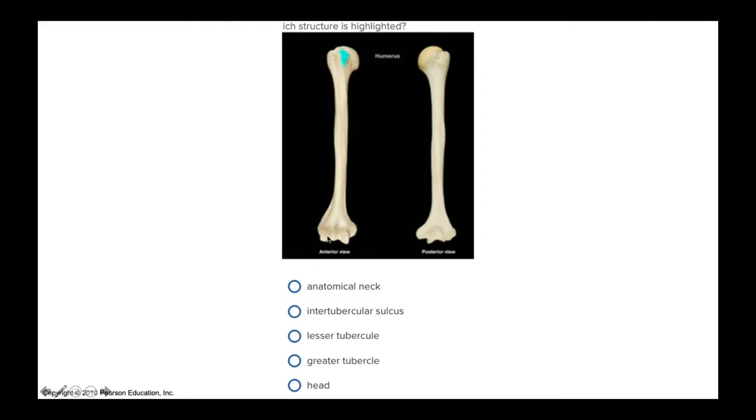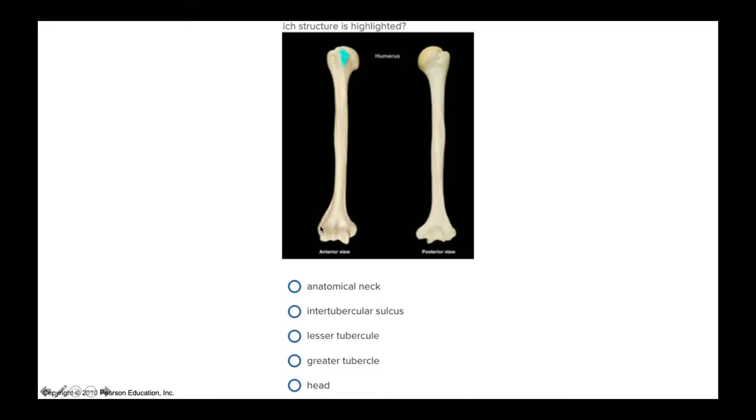Okay, so here we're looking at the anterior view of the humerus. This would be the lesser tubercle, and over here is the greater tubercle. Greater tubercle, lesser tubercle, intertubercular groove, aka bicipital groove. Here is the anterior view of the distal humerus, that's the medial epicondyle, lateral epicondyle.